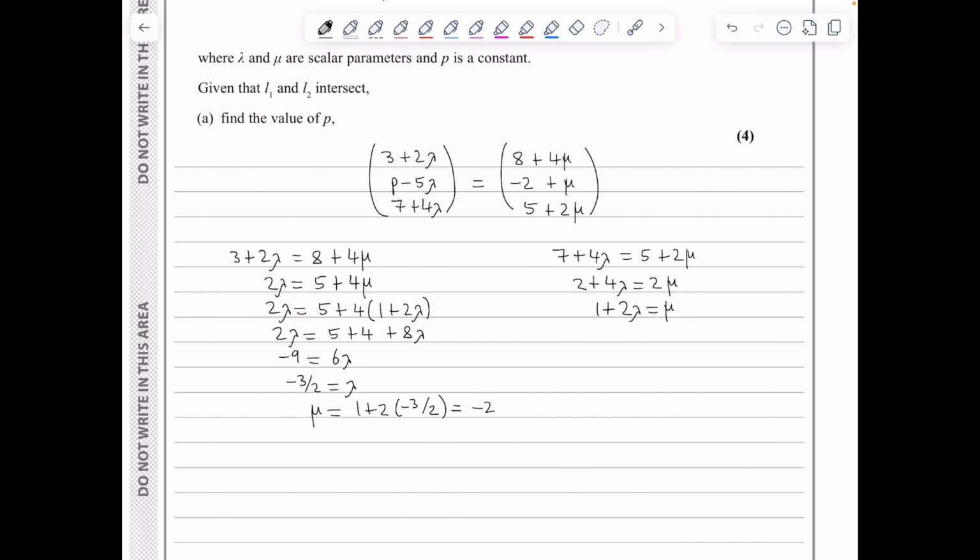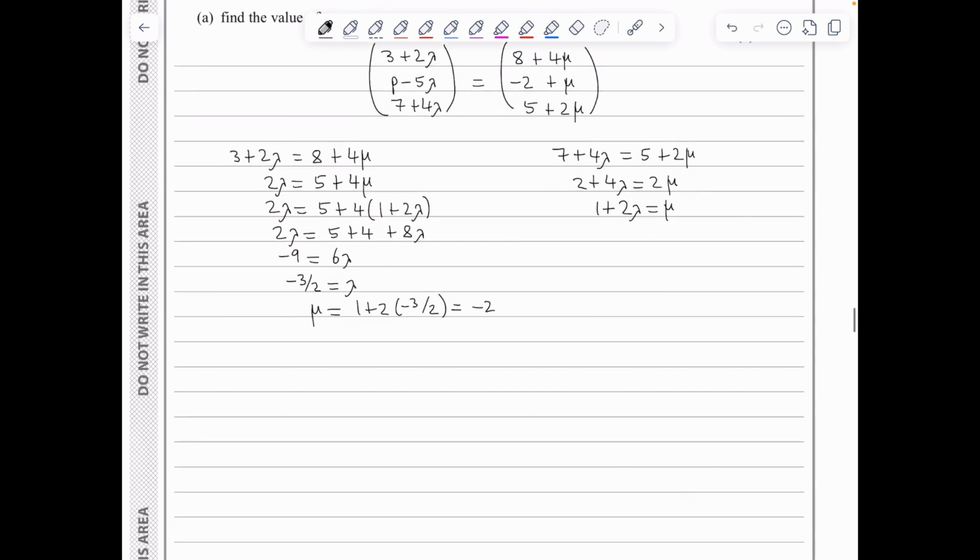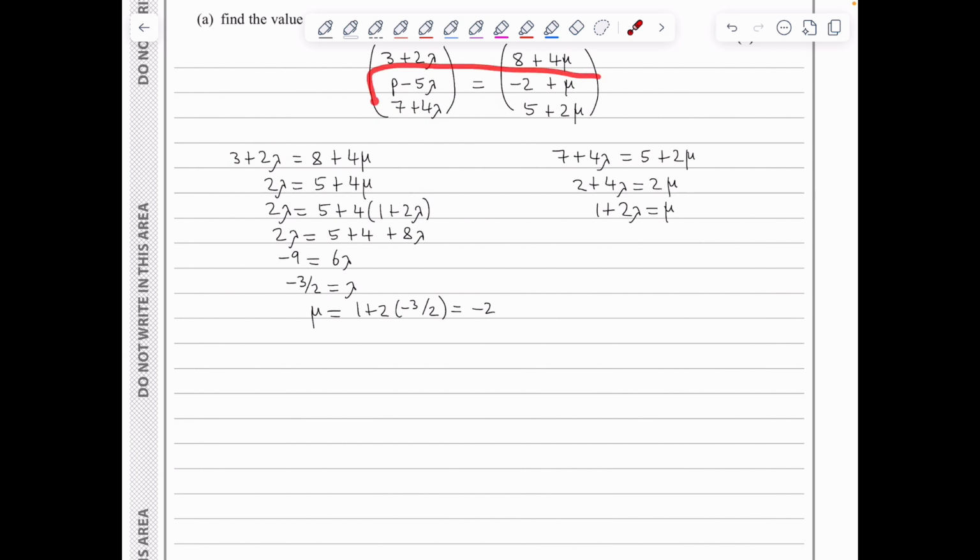Now that I have found the values for lambda and mu, I can look at the middle equation here. p minus 5 lambda is equal to minus 2 plus mu, which means that p minus 5 times the negative 3 over 2 is minus 2 plus negative 2. This leads to p plus 15 over 2 is equal to negative 4, and therefore p is minus 23 over 2.